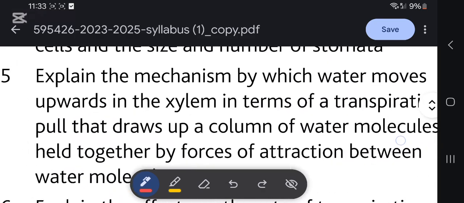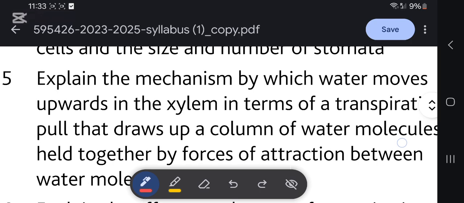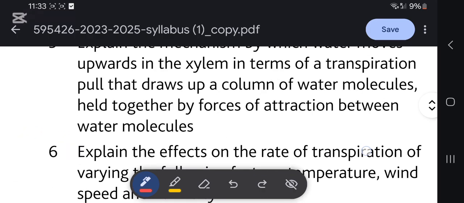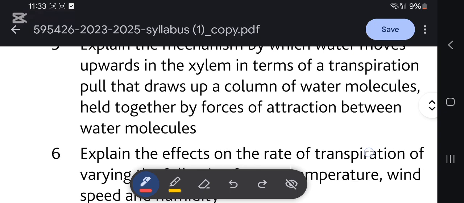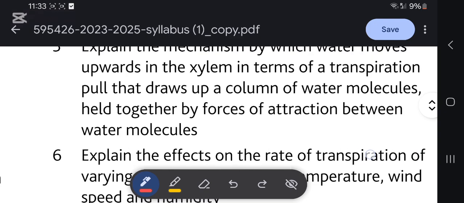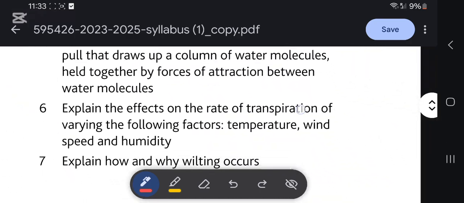Now, how is water lost from the leaf, and how does it move upwards in the xylem? You should know that transpiration, which is the loss of water vapor from the leaf, creates a transpiration pull. It draws up a column of water, held together by forces of attraction between molecules, and the xylem forms a continuous tube. Loss of water vapor from the leaf reduces water potential. So this is the mechanism.